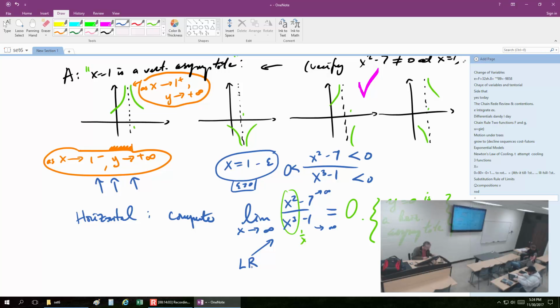Okay, so polynomials. All functions are continuous almost all the time.